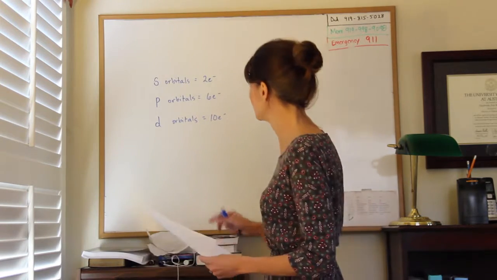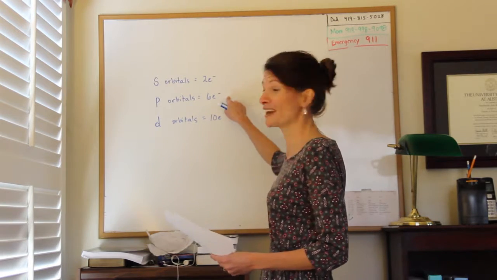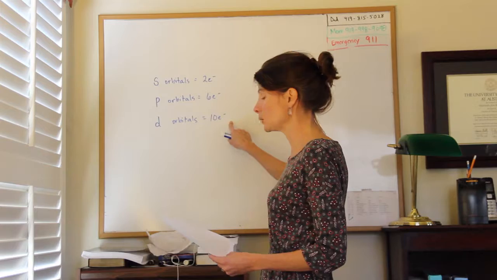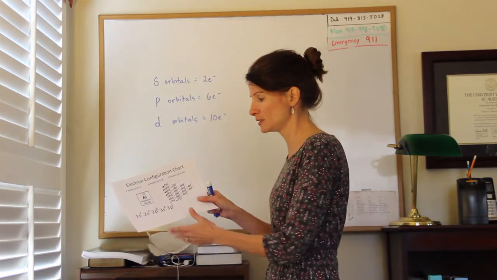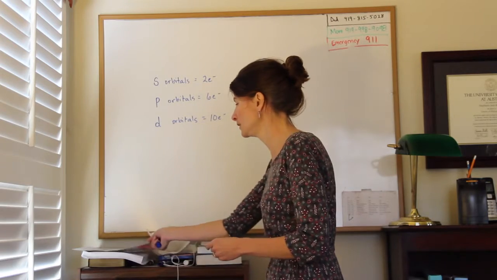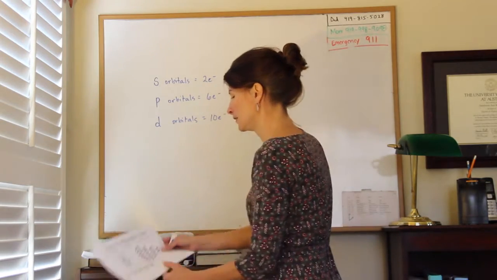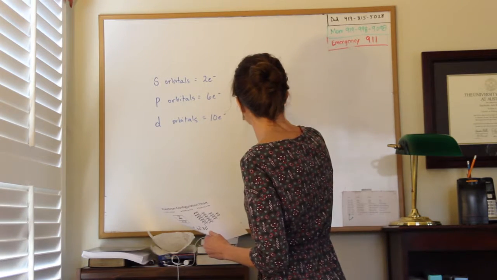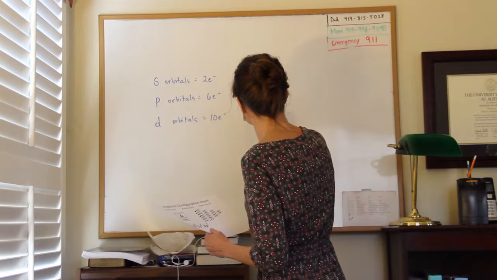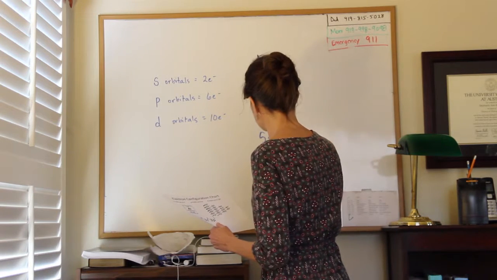Okay, so here's what you do. Remembering that s orbitals have 2 electrons in each, p orbitals are going to have 6 electrons in each, and d orbitals are going to have 10 electrons in each. You have to memorize this little schematic, and I'm going to draw it on the board, and I'm going to send it to you also. So you draw your s orbitals in a row: 1s, 2s, 3s, 4s, 5s, 6s, 7s.